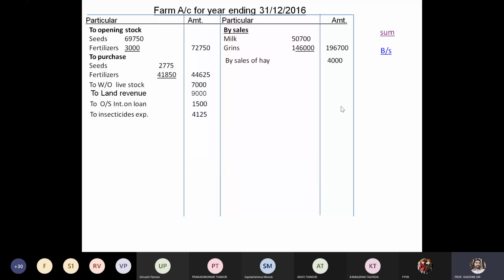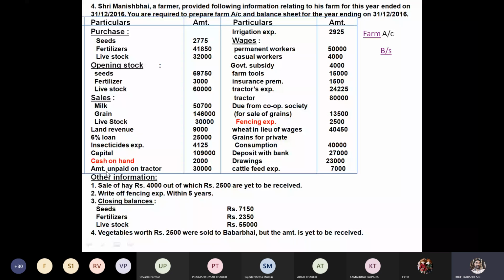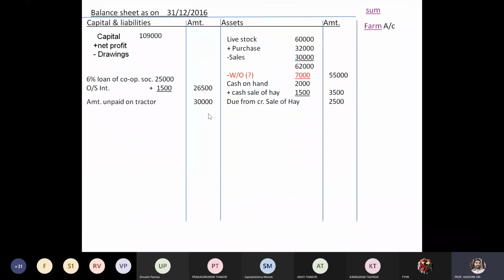Go to the sum again. Amount unpaid on the tractor 30,000. Irrigation expenses 2,925. Balance sheet. Amount unpaid on the tractor 30,000 will be shown as a liability because it is unpaid. Still we have to pay. So as a liability, the unpaid amount on the tractor will be shown.